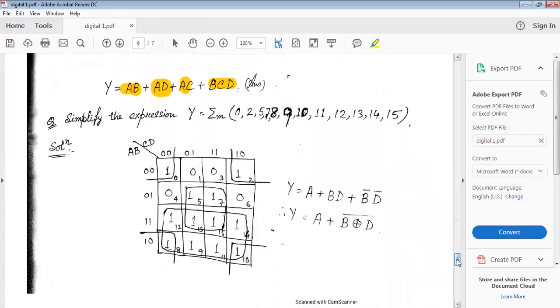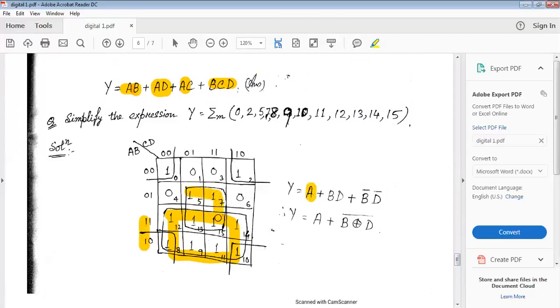Now another expression is that Y equals summation of 0 to 5, 7, 8, 9, 10, 11, 12, 13, 14, 15. Again, similarly, we have to put 1 in that particular number cell. And in that case, you can see there is a pair of 8 ones. In that case, A is not varying, that has a value of 1. B is varying, C and D are obviously varying, so it becomes A.